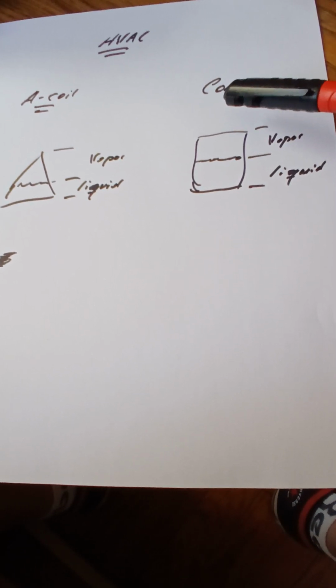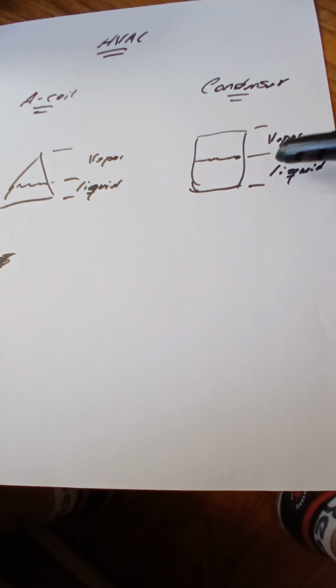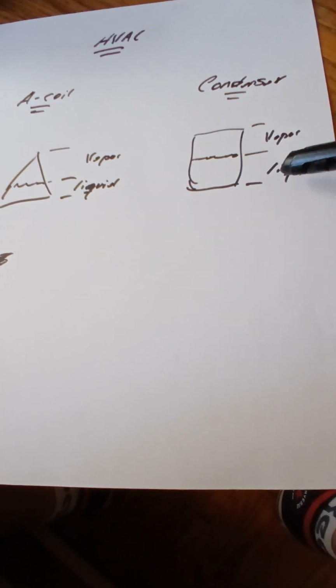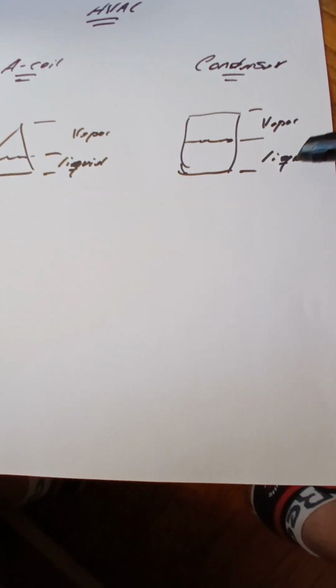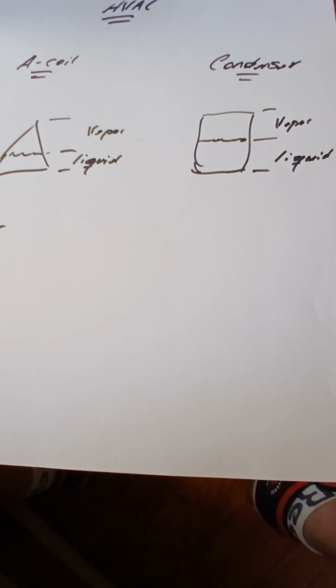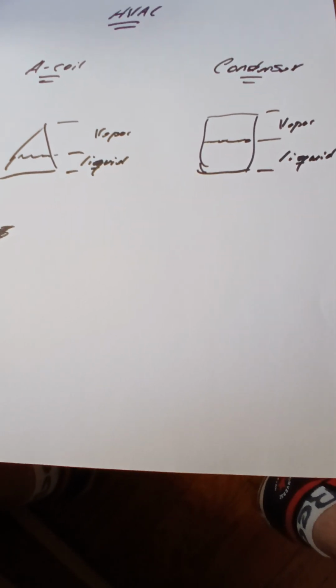One can put their hand over it in the summertime and feel the heat. Then it goes from vapor to liquid. So on the A-coil, the liquid's on the bottom, the vapor's on the top. And the same thing on the condenser, the liquid's on the bottom, vapor's on the top. So anyway, A-coil and condenser. I hope this helps to understand. Thank you.